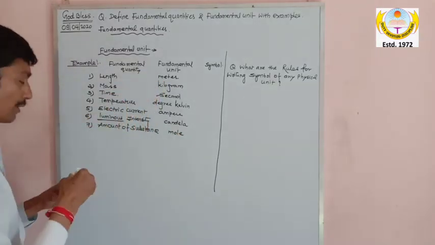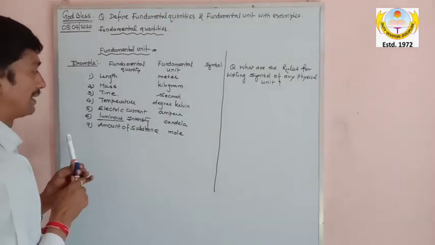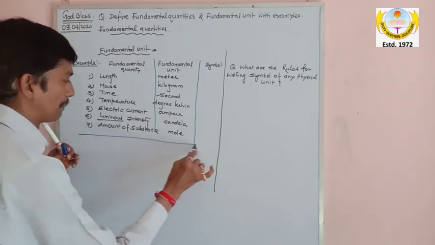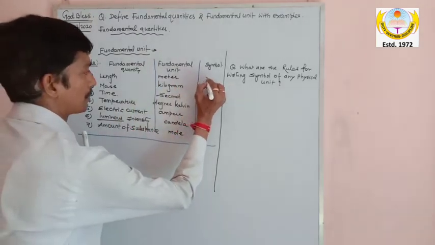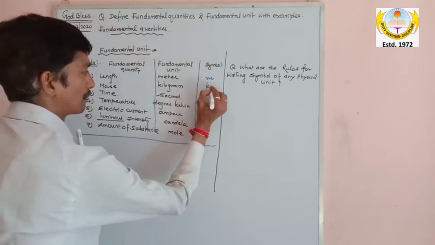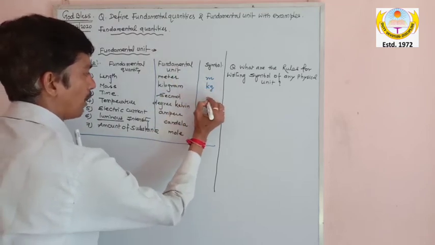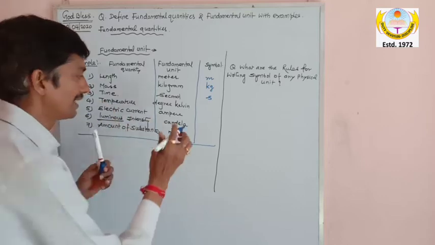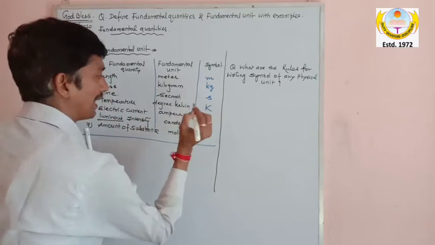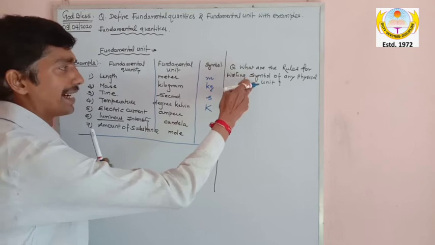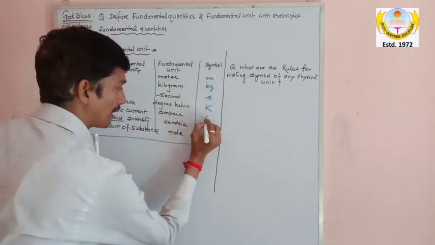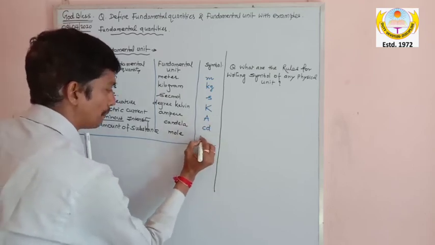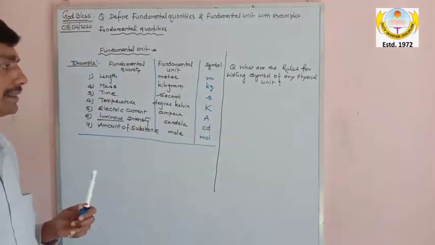You can see there are 7 fundamental quantities, and these are 7 fundamental units. So now let us write down the symbols of these units. Meter has a symbol small m, kilogram has a symbol small k, small g, second has symbol small s, right? Don't write SEC, small s. Degree Kelvin has a symbol capital K, and therefore I have written here rules. Ampere has a symbol capital A, candela has a symbol small c, small d, and mole has a symbol mol. These are the symbols.